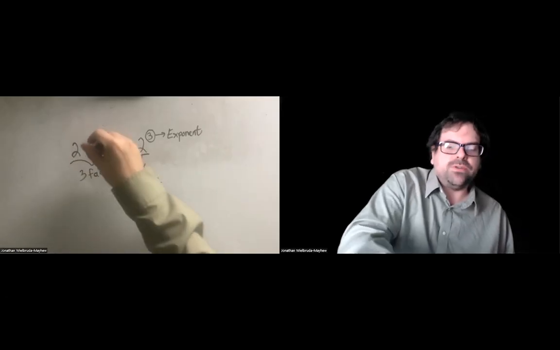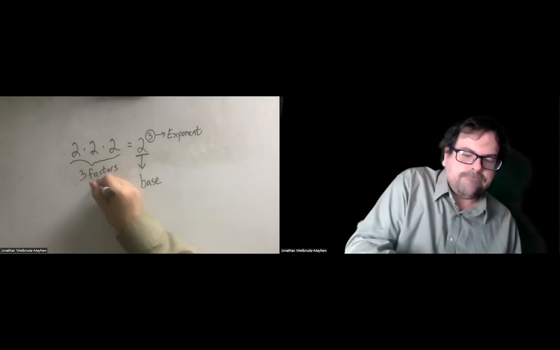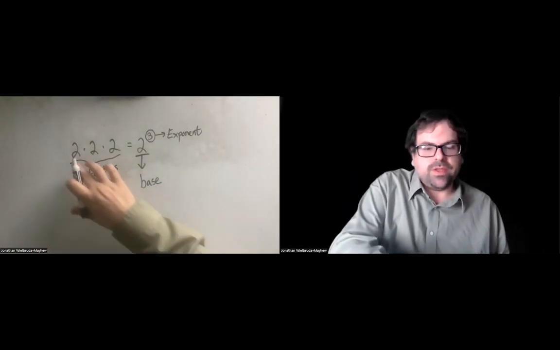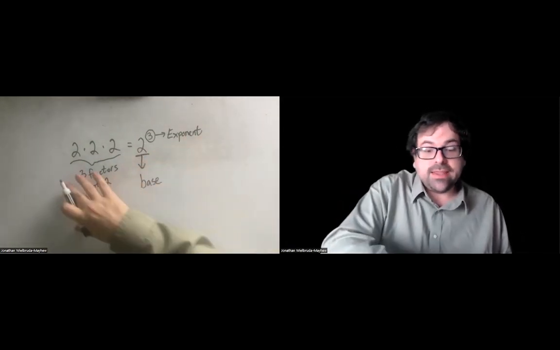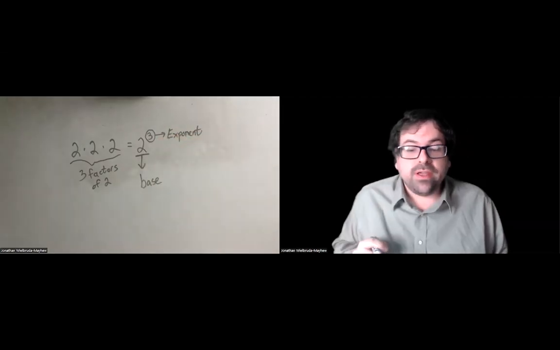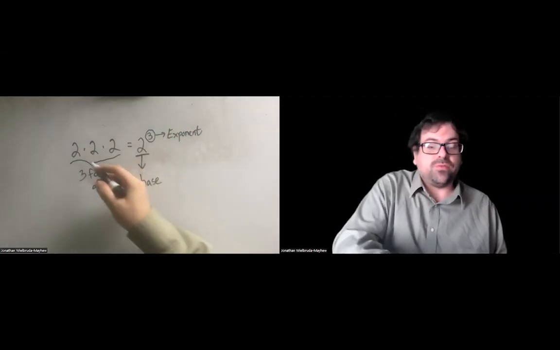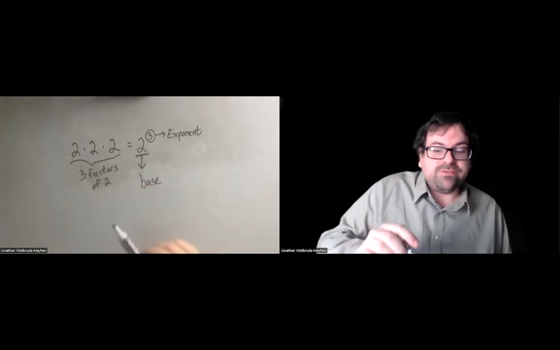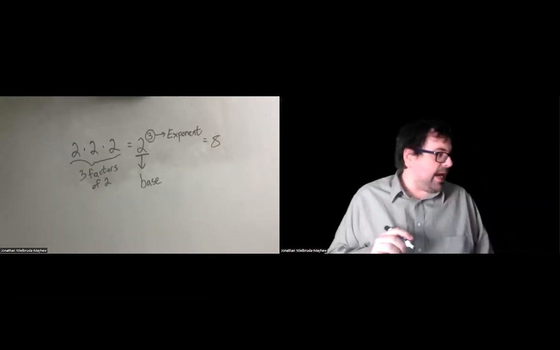We had 2 times 2 times 2. 1, 2, 3 factors of 2. So 2, the factor that's repeated, is the base. 3, the number of factors we have, is the exponent. And we would evaluate this from left to right because it's all multiplication. 2 times 2 is 4 times 2 is 8.